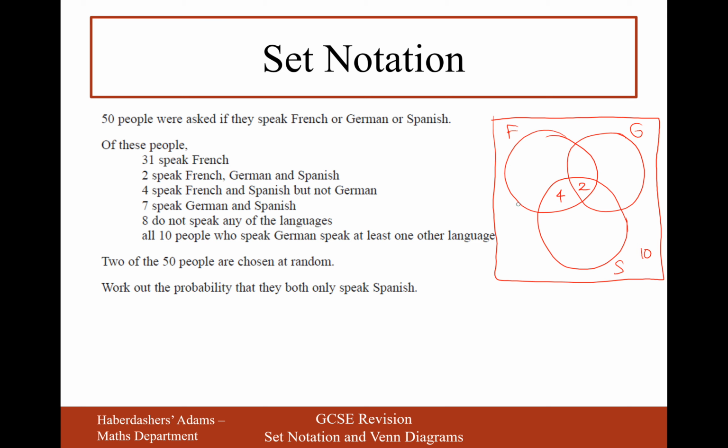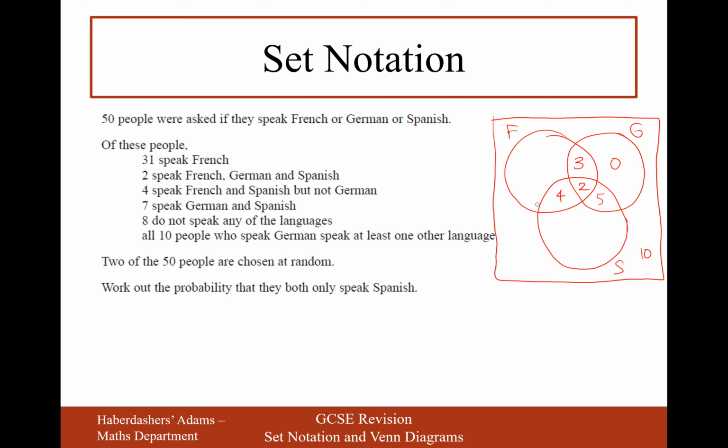31 speak French in total, so we'll have to leave that one to the end. 7 people speak German and Spanish, and we've already got 2 of them in the diagram, so that must mean 5 of them speak just German and Spanish. All 10 people who speak German speak at least one other language, so that must mean there are 0 people here, and if the total is 10, then 3 people are here.